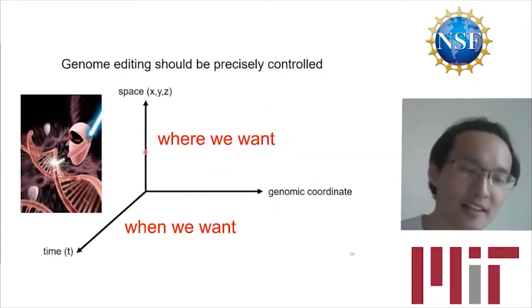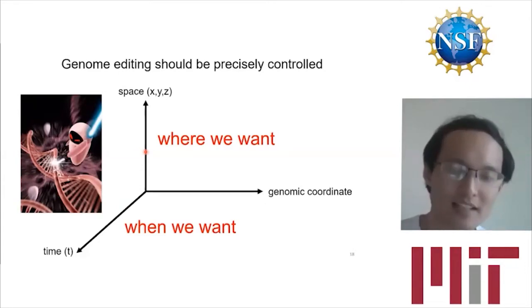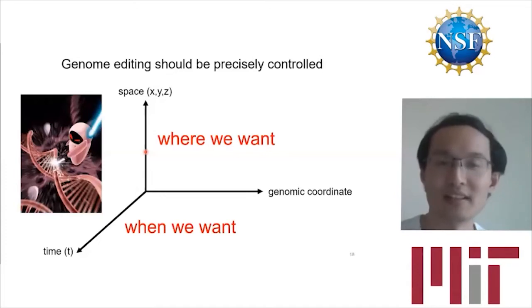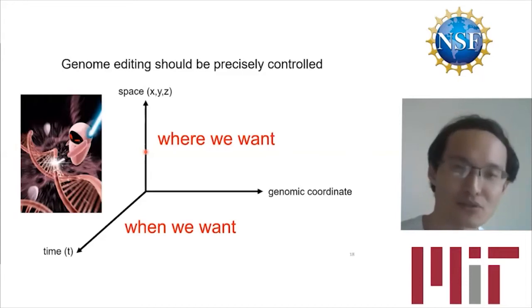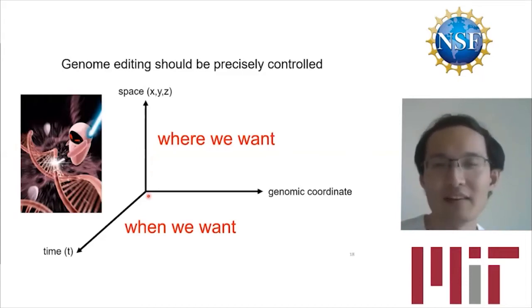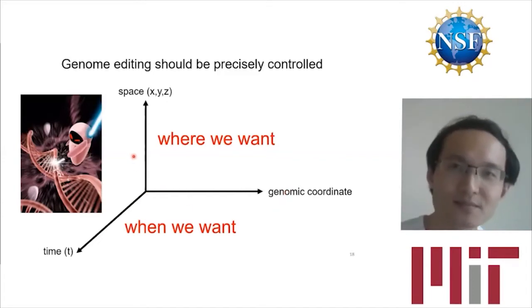Okay, so I already demonstrated how we utilize this improved second-scale time control for studying DNA damage repair. But next, I would like to show how we want to push the boundary of Cas9 activation with spatial control. In this way, we can have nicely controlled genomic coordinates, time, and space.